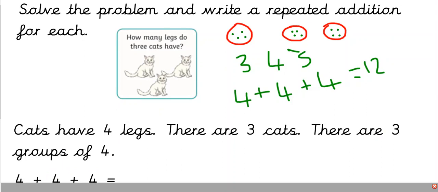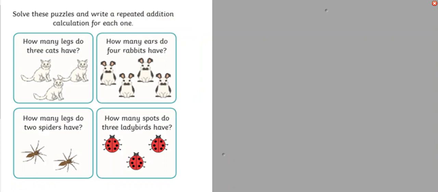Okay, so for these problems, the first thing I need you to do is draw it to represent it. And then you can do your repeated addition from that. Okay, have a go at these. So you don't need to do this one because we've just done it together. But I want to know how many ears 4 rabbits have, how many legs 2 spiders have, and how many spots 3 ladybirds have. So pause the video and have a go, making sure that you do your repeated addition calculation after you've drawn it.